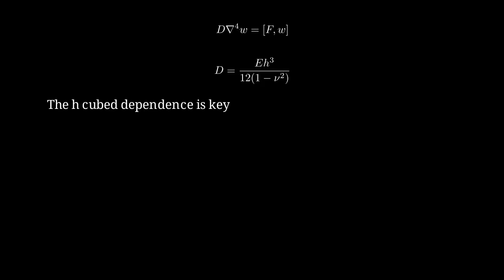This cubic dependence is the mathematical origin of the paradox. As h decreases, bending becomes exponentially easier than stretching. There's a critical strain above which the rolling instability becomes inevitable.